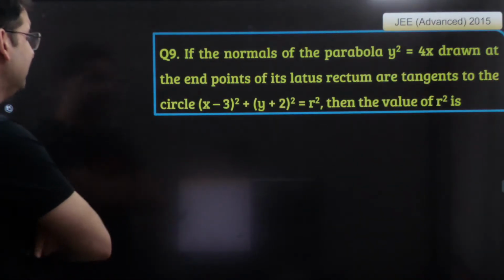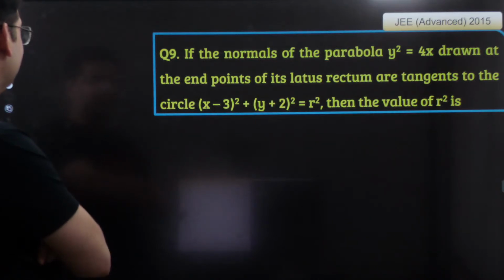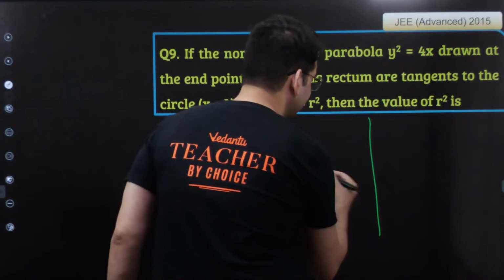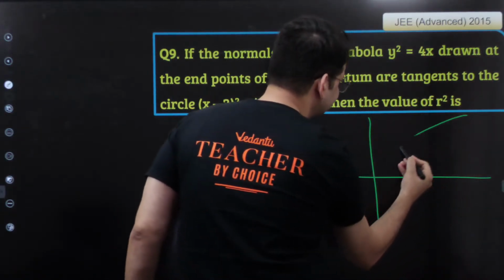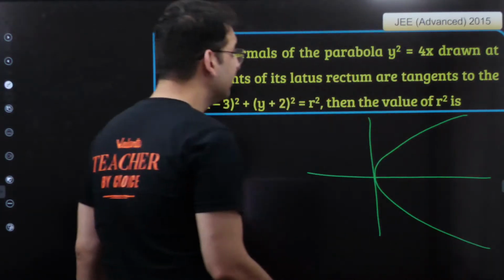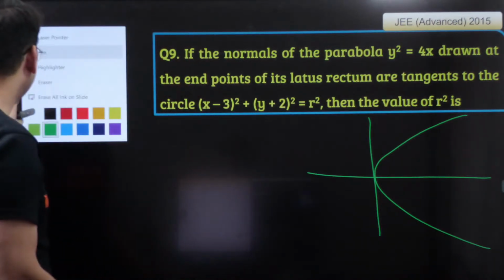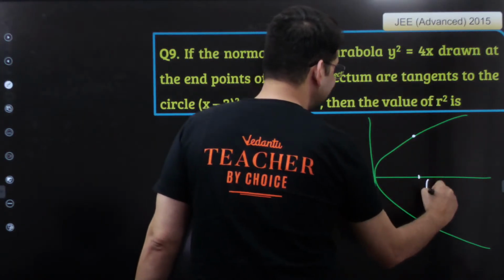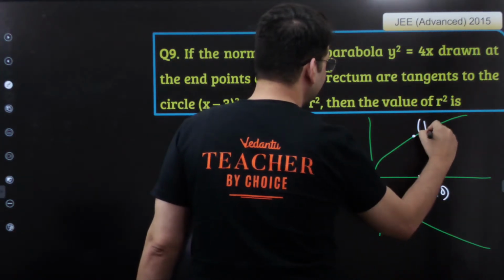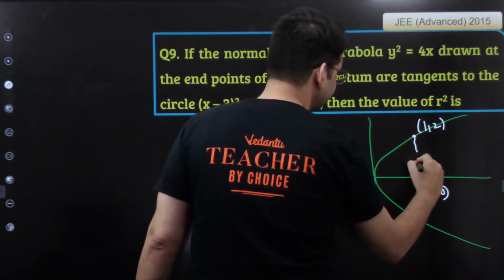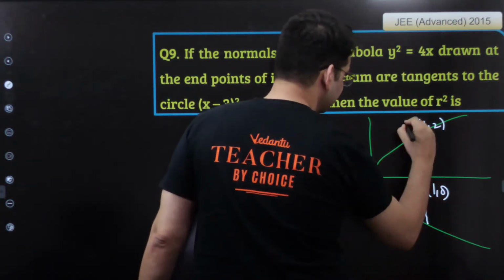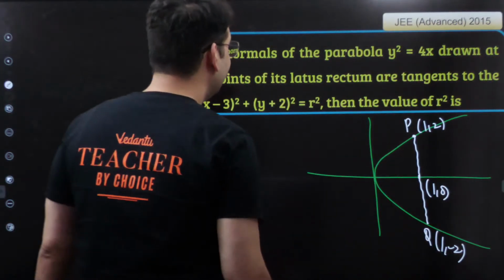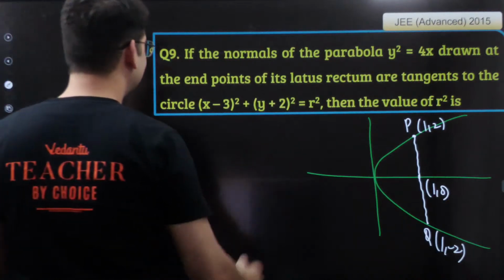Now a question on normals also. Let the normals of the parabola y square is equal to 4x, an open parabola, be drawn at the end points of the latus rectum. The focus is 1, 0, so these end points are going to be 1, 2 and 1, minus 2, the points P and Q. The normals drawn at the end points of the latus rectum are tangents to this circle.